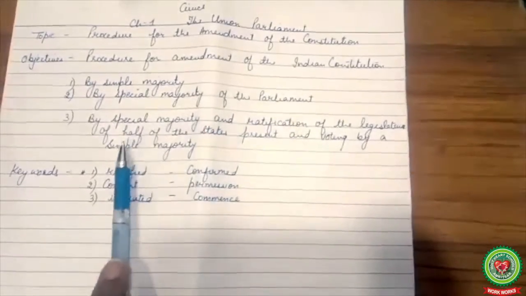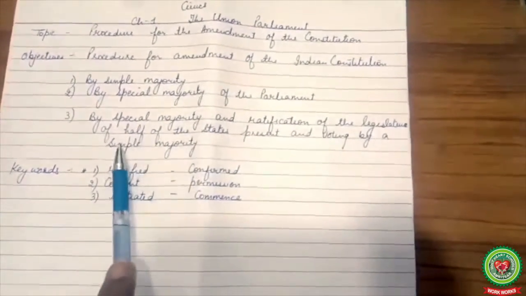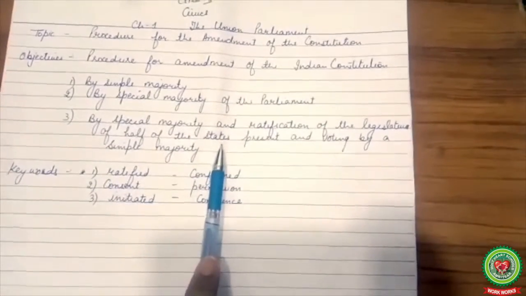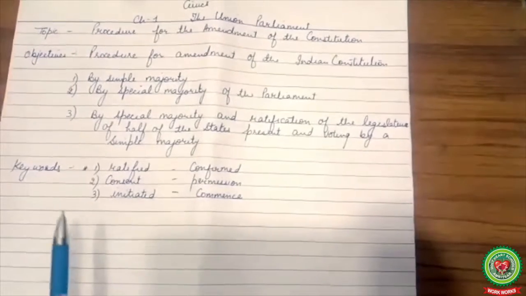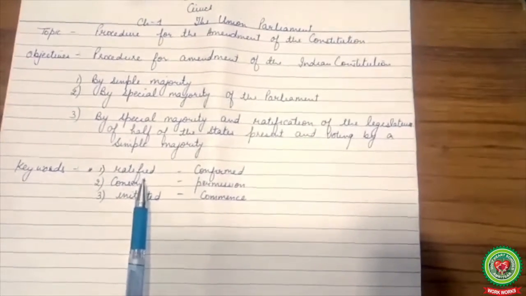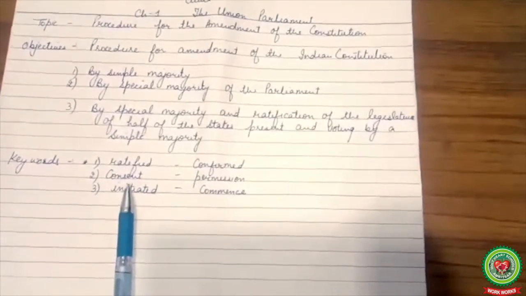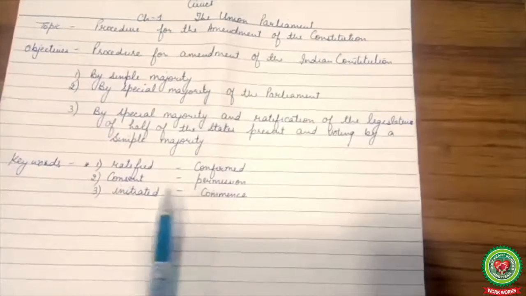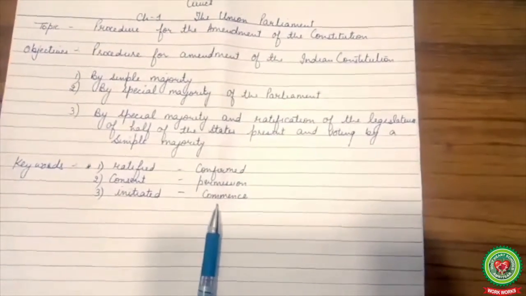of the Parliament, and by special majority and ratification by the legislatures of half of the states present and voting by a simple majority. Now let's discuss some keywords. First word, ratified, means confirmed. Number 2, consent, means permission. Number 3, initiated, means commence.